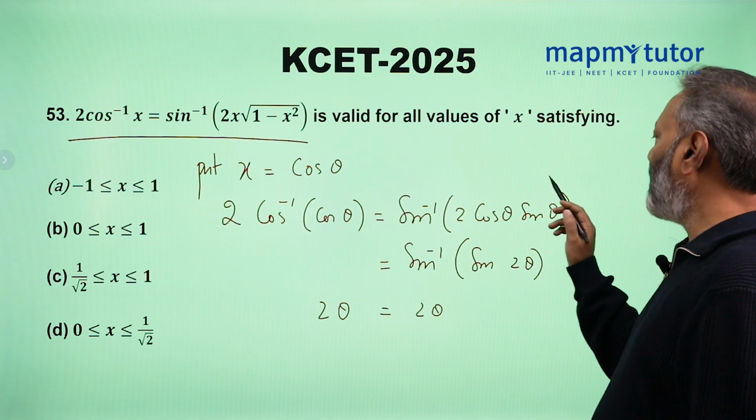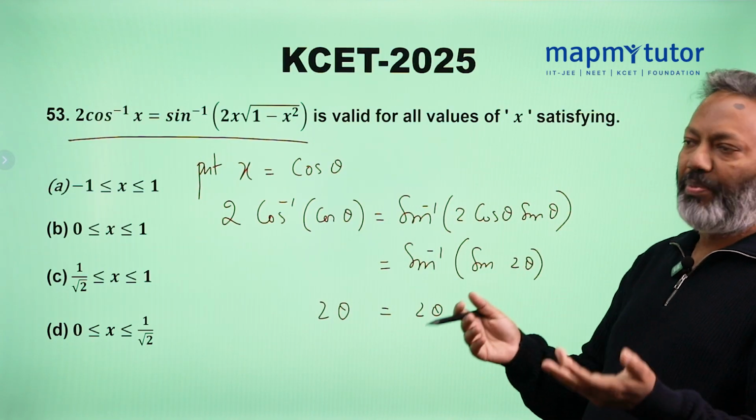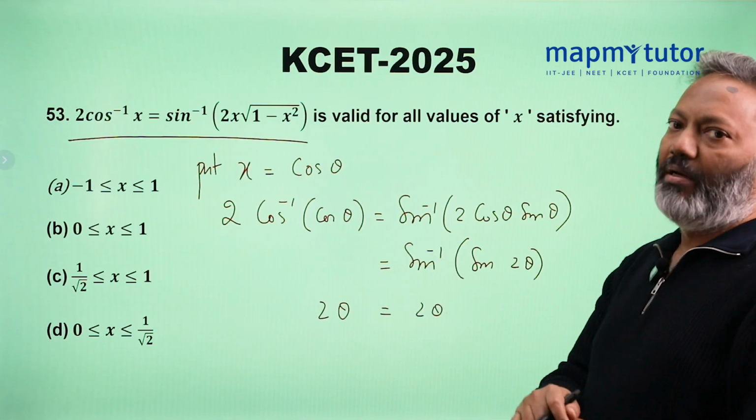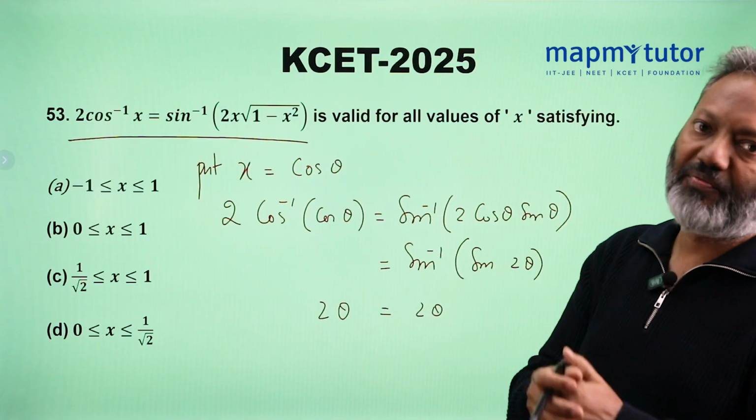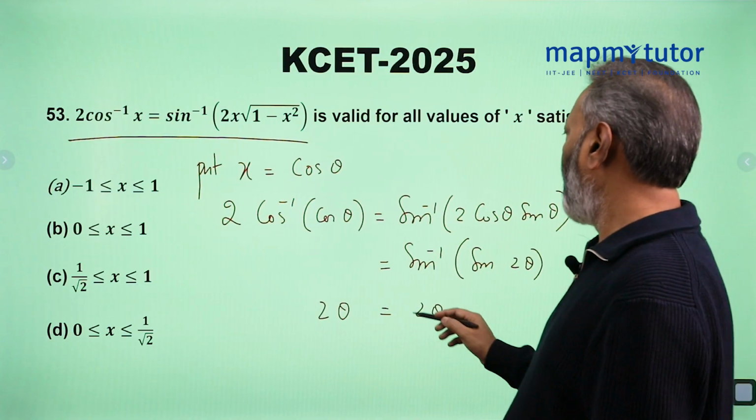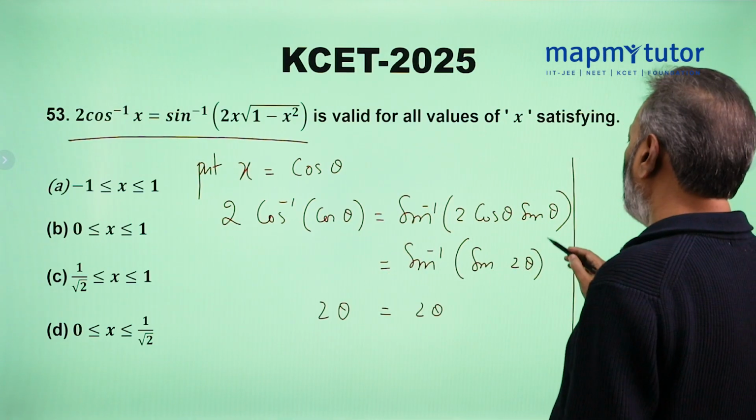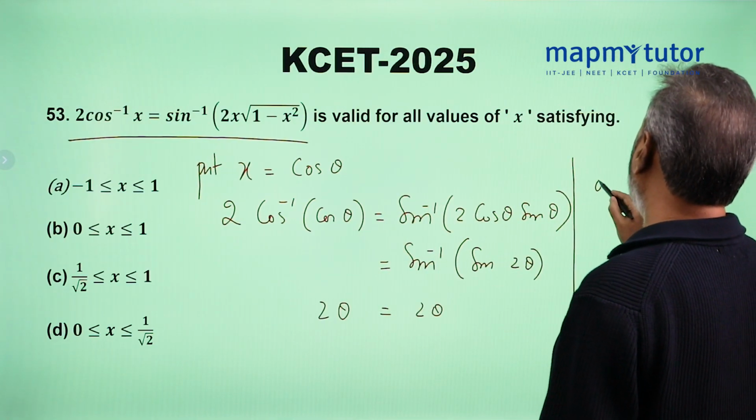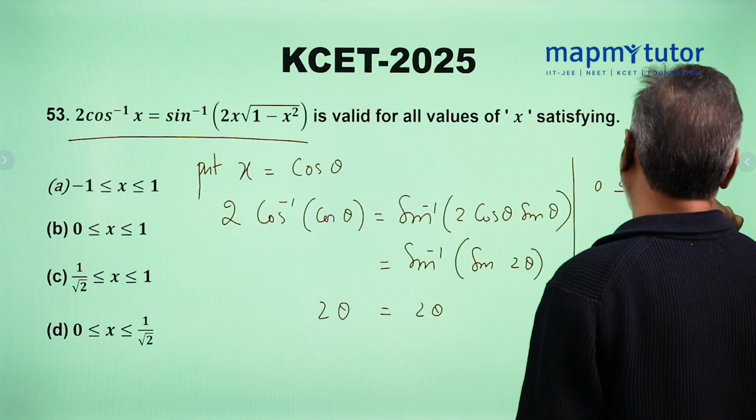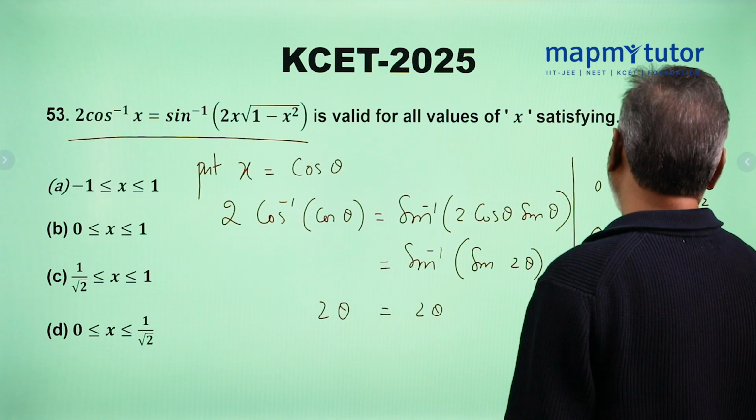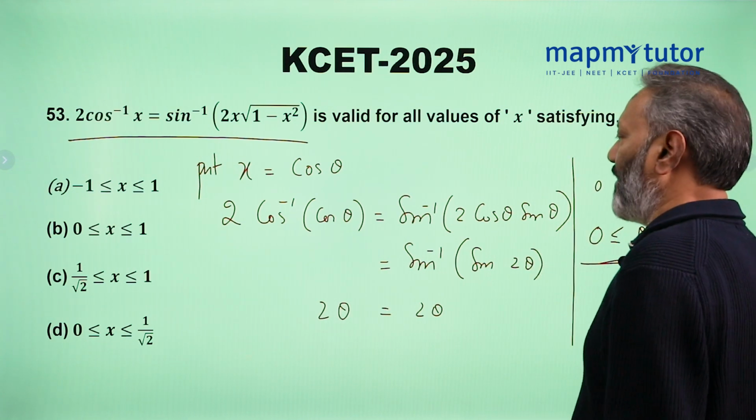Therefore, if theta is between 0 to pi by 2, okay, 2 theta will be between 0 to pi. Of course, cos inverse cos theta becomes theta whenever theta lies between 0 to pi. And finally, I should take the common range. So 2 theta lies between 0 to pi by 2. Remember, 0 less than or equal to 2 theta less than or equal to pi by 2, or theta up to pi by 4. So this is the common range I can consider.